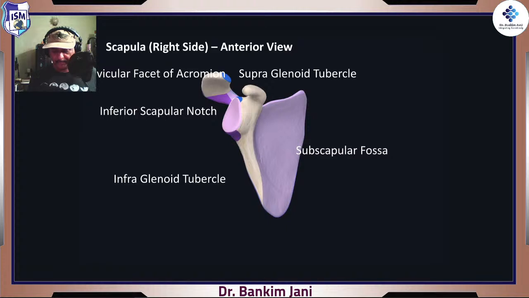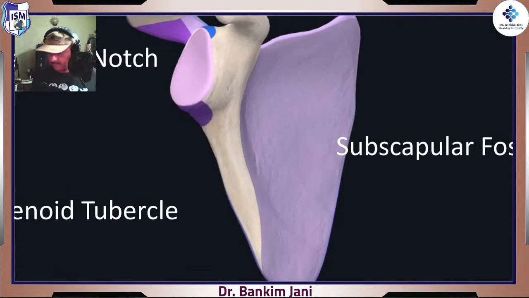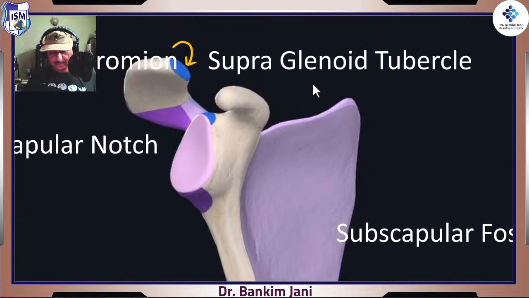So now, clavicular facet of acromion. Yes, exactly. This is the clavicular facet. I'll just zoom in, and here it is. That's where the clavicle would be connected. So this will form a joint. That is the acromioclavicular joint, and this is the facet for the clavicle.